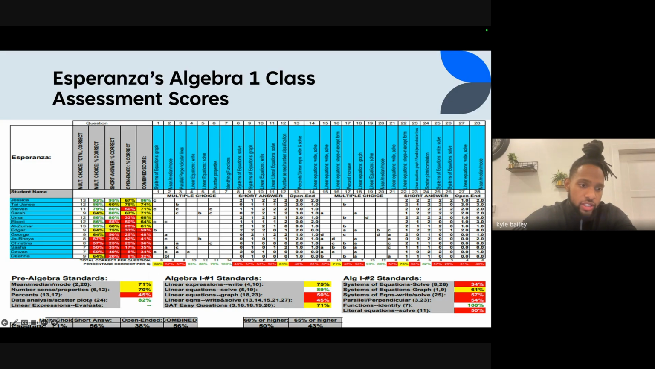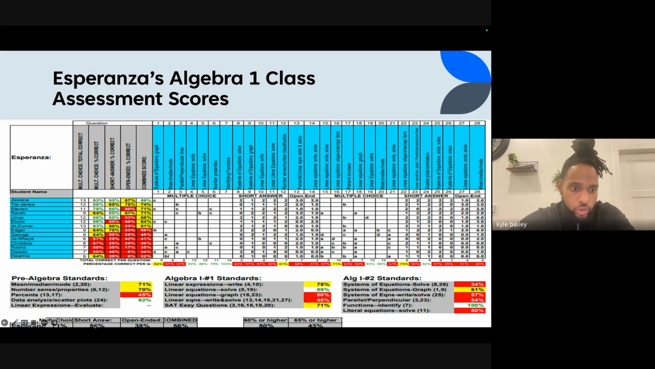Also on this data sheet, we can see our pre-algebra standards and how students scored in each of those. We have our Algebra 1 standards and the percentages, and last, our Algebra 2 standards and how they scored on each of the questions. Lastly, at the end of the assessment score sheet, you can see how the students scored on average in each question range.